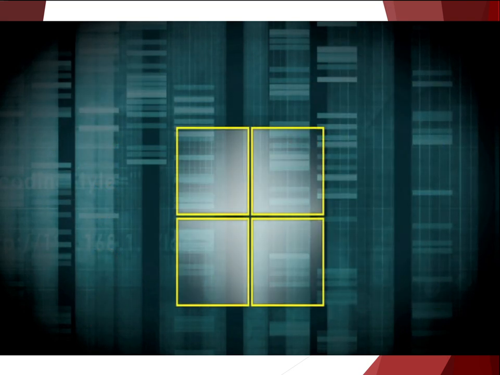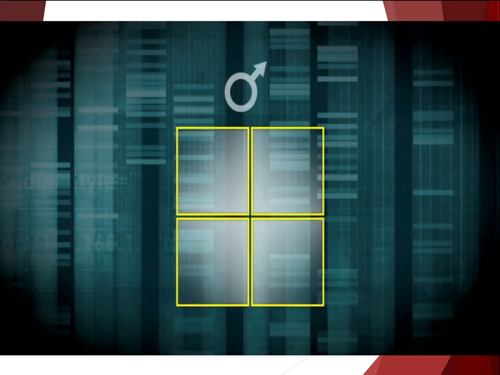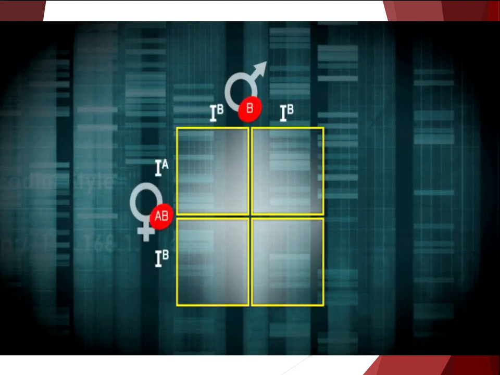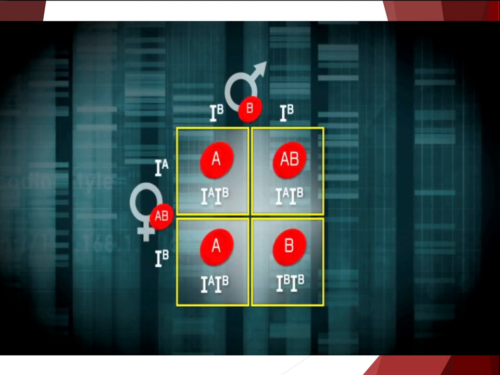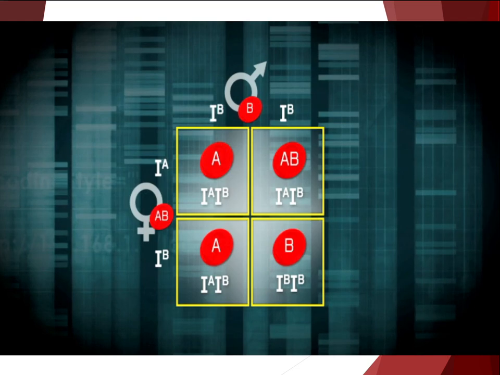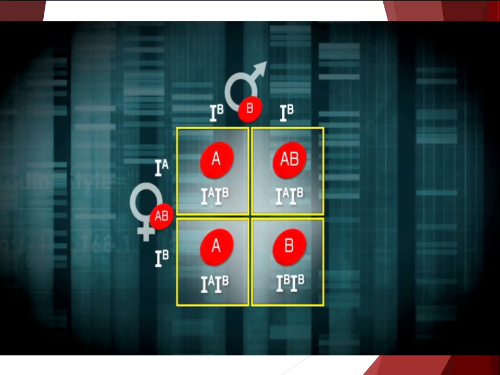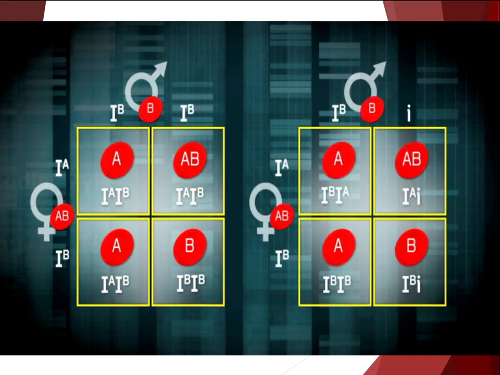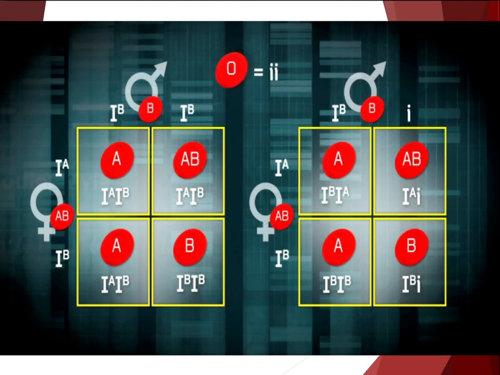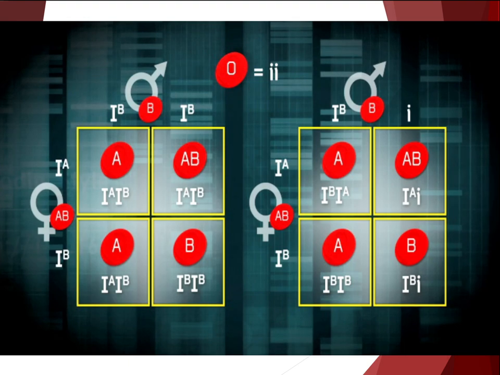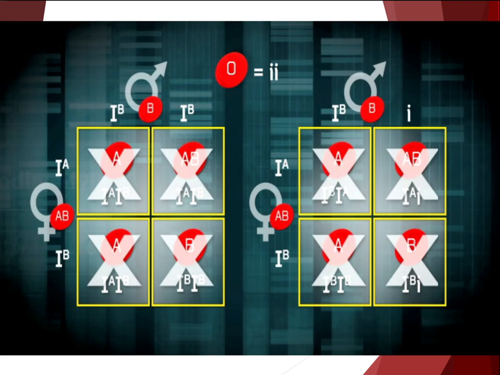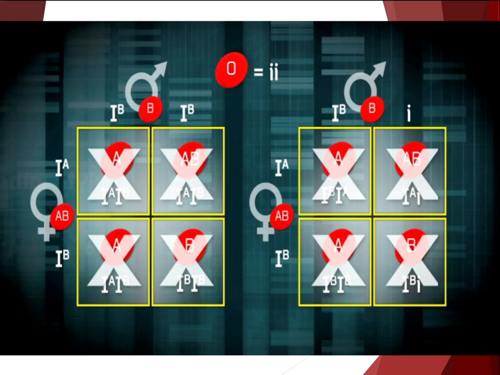In this next example, let's determine if a man with type B blood and a woman with type AB can produce a child with type O blood. Since type B blood can exist as two different genotypes, we have to look at two different Punnett squares to represent this scenario. Type O blood can only come from the genotype lowercase i, and by working both of these Punnett squares, we can see that none of the combinations result in lowercase i. Thus, the answer to this question is no.